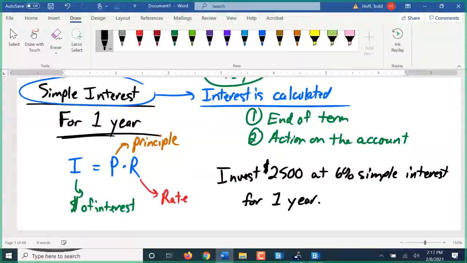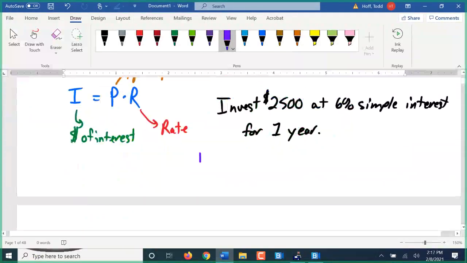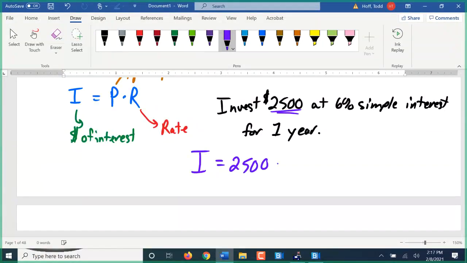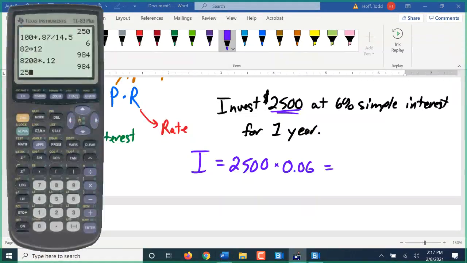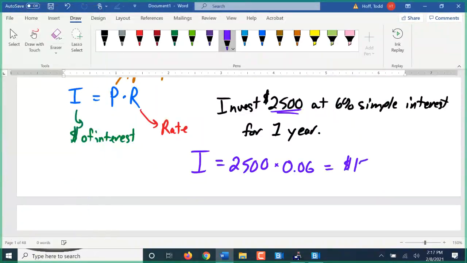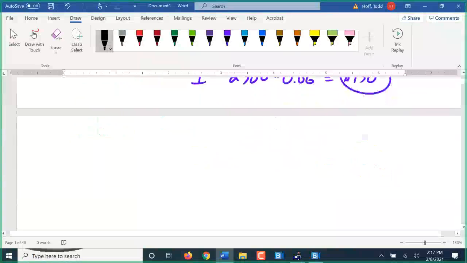We've met the requirement that it's 1 year. The amount of interest, the principal here would be the $2,500. That's what we started out with. Times 6% is 0.06. $2,500 times 0.06, that'd be $150 in interest for the year. Not bad. No, not bad at all.